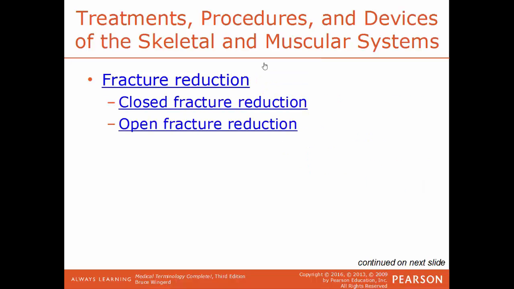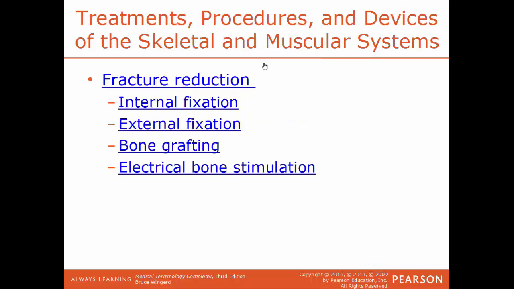Alright, the next term, fracture reduction. This is just a technical way to explain the procedure to restore a fracture to its normal, correct alignment. And fractures can either be closed or open. If a fracture is closed, that means the bones do not break through the skin. And if a fracture is an open fracture, then the bones do break through the skin. So you're exposing the internal environment to the external environment, which will raise the potential for infections in addition to the broken bone.